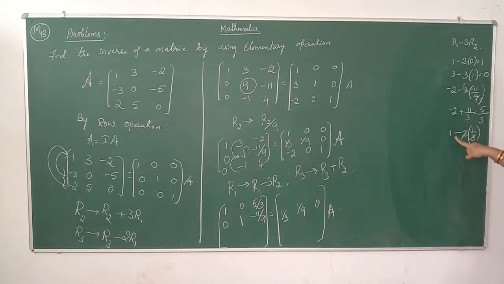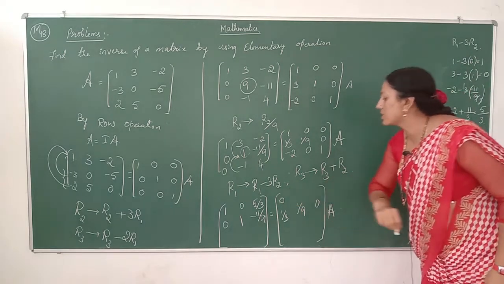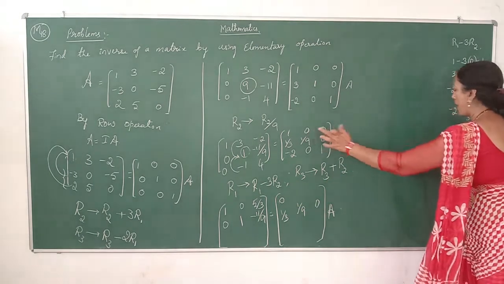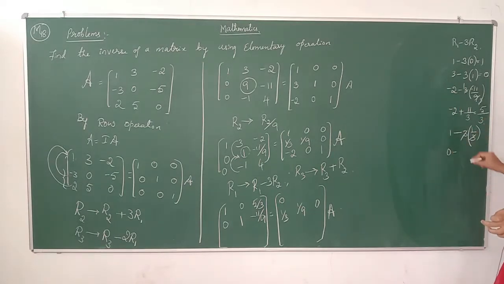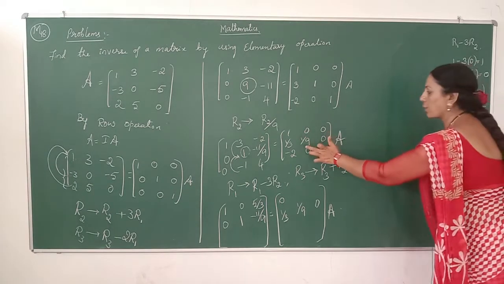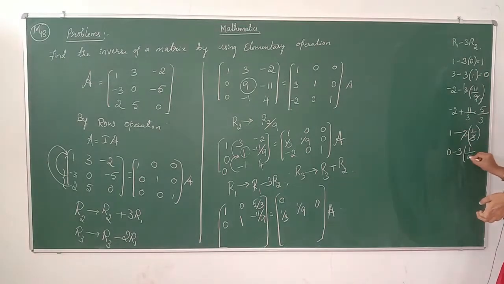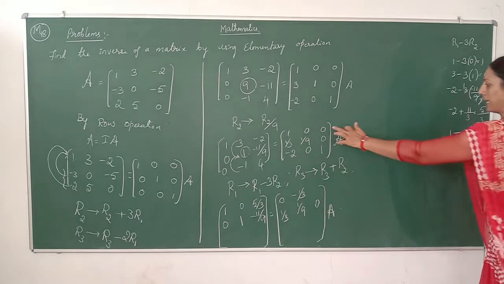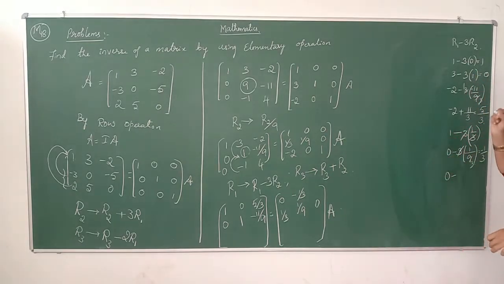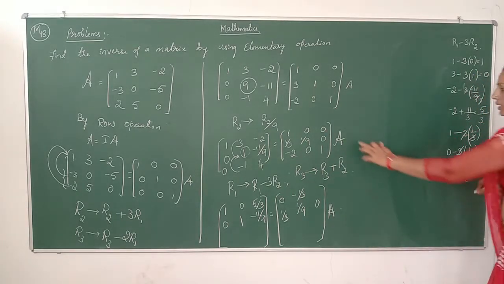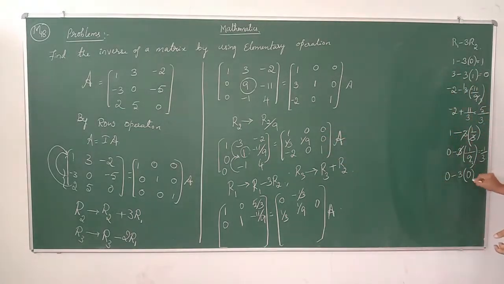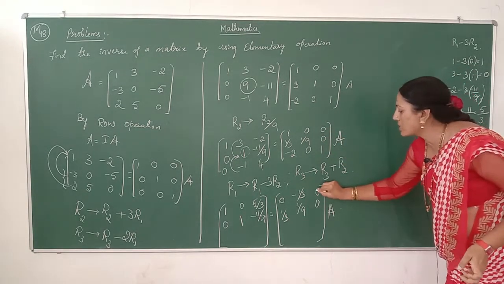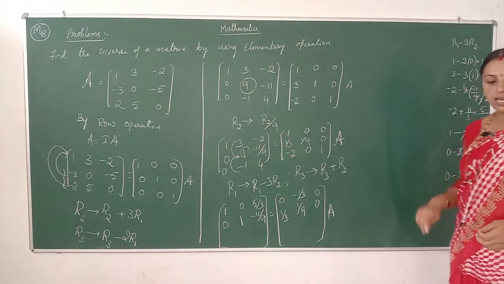Similarly, in RHS, R1 is 1 minus 3 times of corresponding R2 is 1 by 3. These 3s get cancelled. 1 minus 1 is 0. The second element, R1 is 0 minus 3 times of corresponding R2 is 1 by 9. So 3 ones are 3, 3 threes are 9, which gets cancelled. It will be equal to minus 1 by 3. Again, the last element, R1 is 0 minus 3 times of corresponding R2 is also 0. That is 0 minus 0 is 0. These are the elements of the first row.